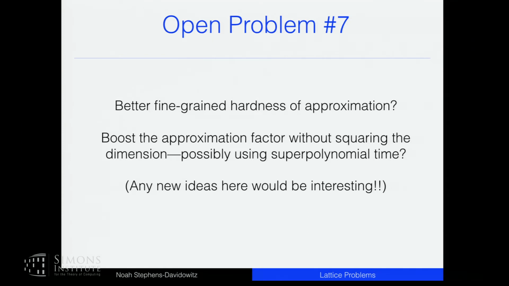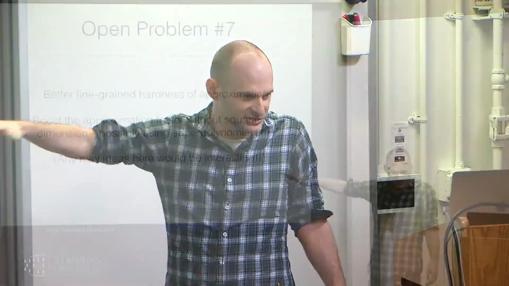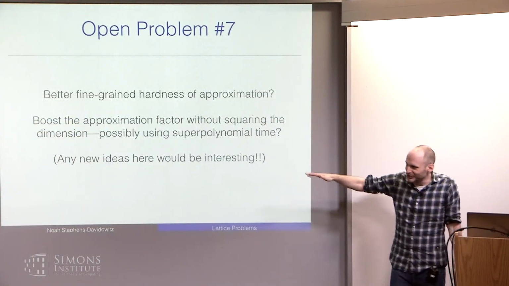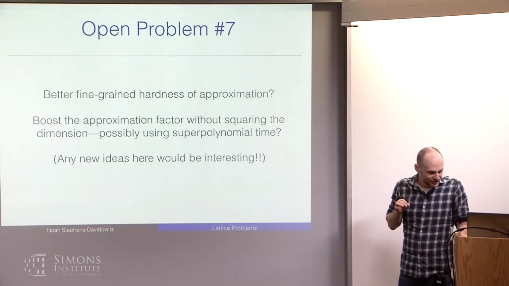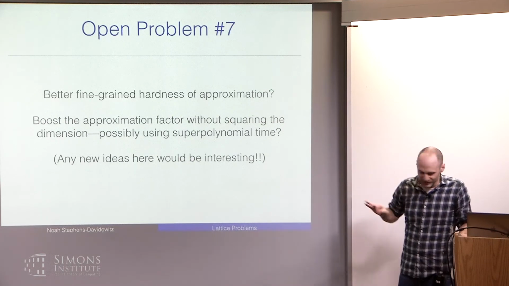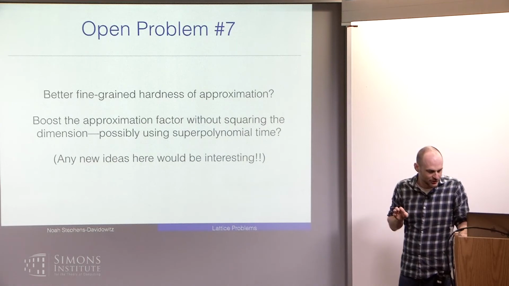So I think a really interesting question is whether we can boost the approximation factor without squaring the dimension. Maybe not even in a polynomial time reduction. You can use 2 to the n over 100 time, I'd still be happy. And I think any new idea here would be interesting. Anything that's not tensoring would be really interesting, even if it doesn't give new results, because this is, as I see it, the new frontier.